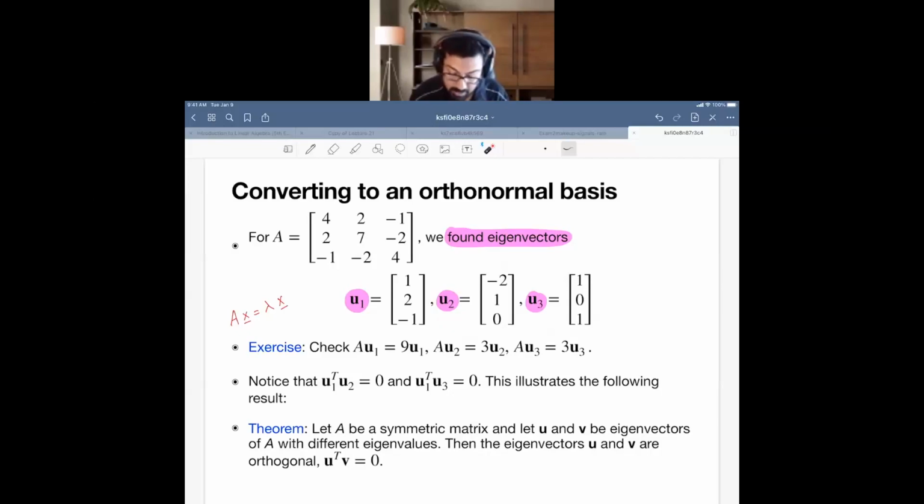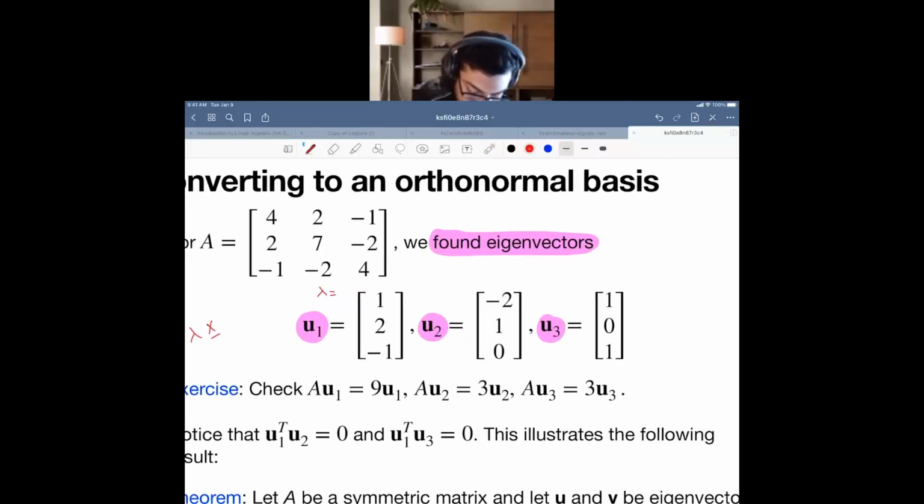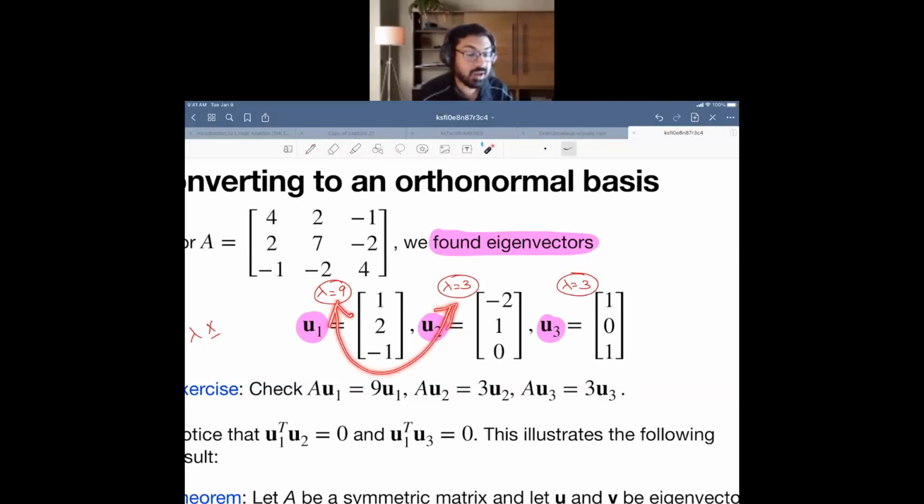Now, the one thing that I want to point out is that lambda equals 9 gave you that, lambda equals 3 gave you that, and lambda equals 3 gave you that. If the eigenvalues are different, then you right away get orthogonality. You got orthogonality here, and you got orthogonality here. It happened when the eigenvalues were different. But when you went for eigenvalues to be the same, u2 and u3 did not end up as orthogonal.